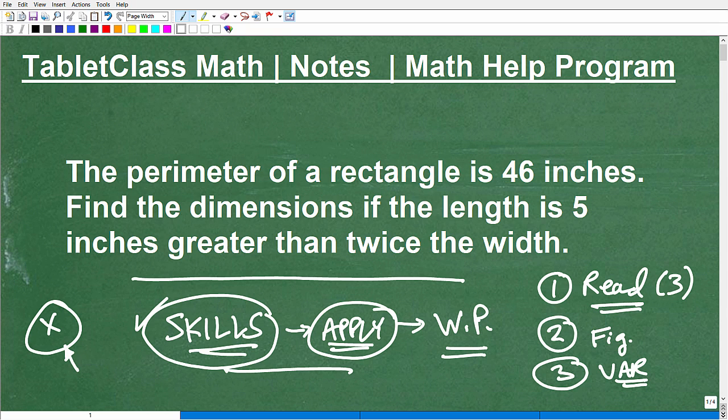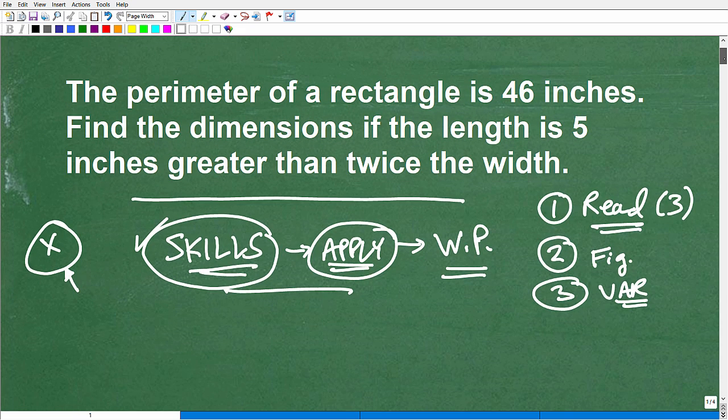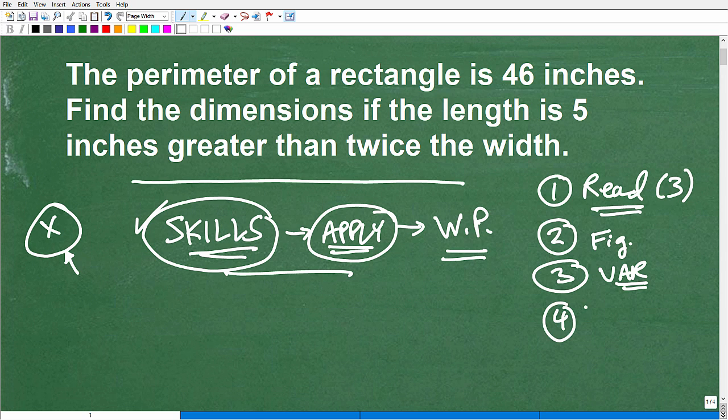Okay, and then lastly, let me go ahead and scroll down here a bit. The last thing we're going to do is set up some sort of equation. All right, this is fairly typical, and it depends on what topic you're studying.